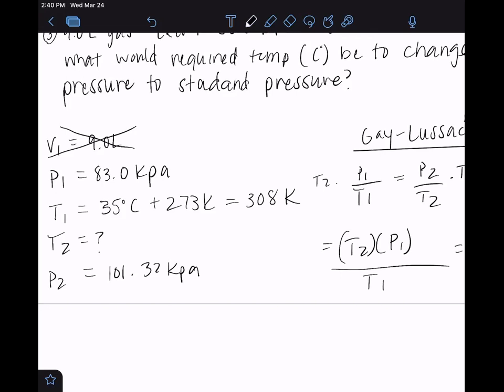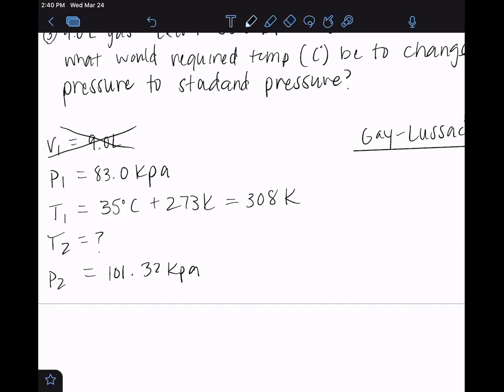We're trying to find T2, right? This is why you always have to pay attention to your math and not rush things. So let's start that again. P1 over T1 is equal to P2 over T2. And we're trying to find P2. So let's go ahead and multiply by T2. Oh, I was right. No, we're trying to find T2.